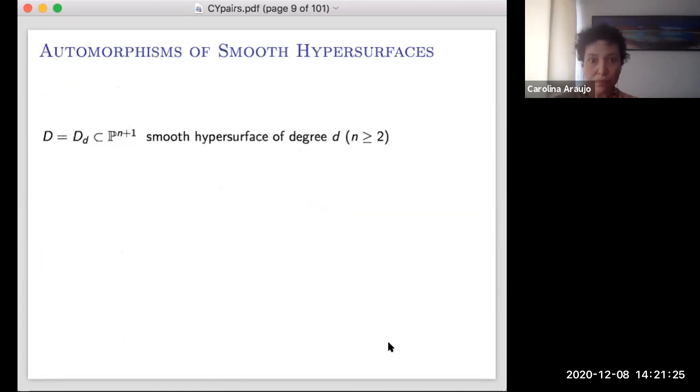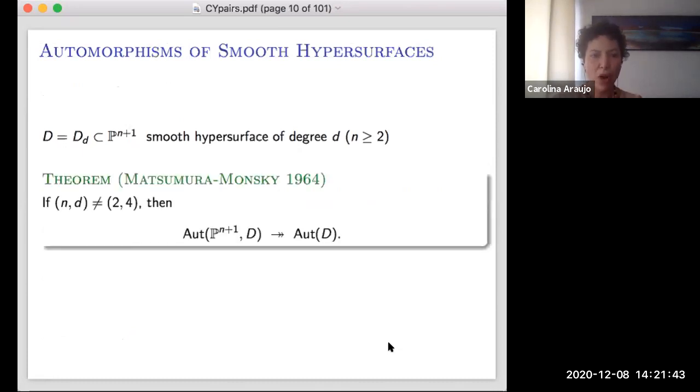is meaningful. So if you fix now any smooth hypersurface of any degree in projective space, of dimension at least two, and you want to understand its automorphisms, then from this theorem of Matsumura-Monsky from 1964, except in the special case when n equals 2 and we have a surface of degree 4, so that is exactly a quartic K3 surface in P3, all the automorphisms of the hypersurface are induced by a linear automorphism of the ambient space.